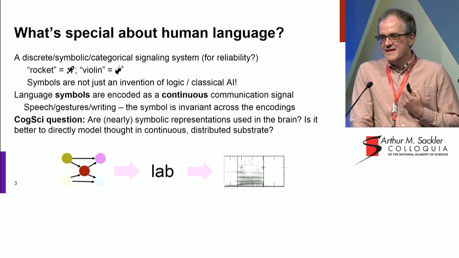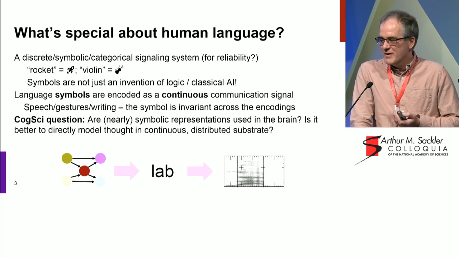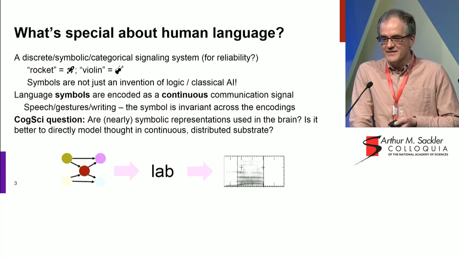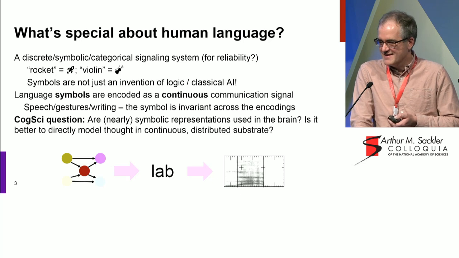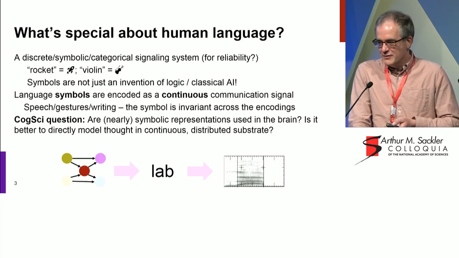This has raised the interesting cognitive science question: are there nearly symbolic representations used in the brain? The traditional ideas of a language of thought suggested yes, whereas other people would like to believe that perhaps our thinking more closely follows the continuous substrate of our neural systems.